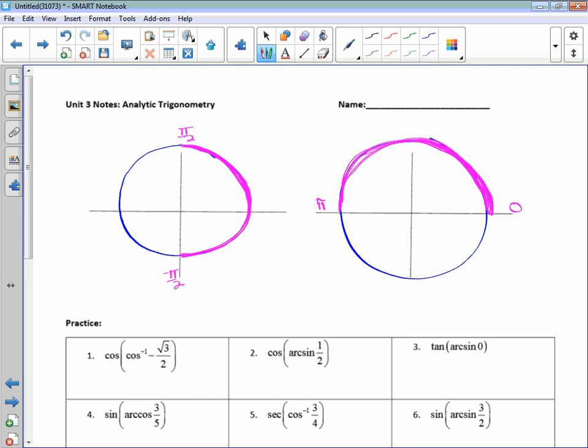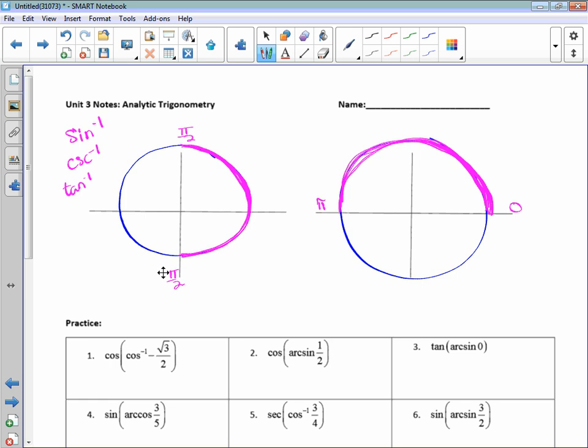Which graphs did we use negative pi over 2 to pi over 2? And you can look back at your graphs if you need to. Sine. What else? Inverse sine, good. Inverse cosecant. What else? There's one more. The tangent one, yes. Inverse tangent.